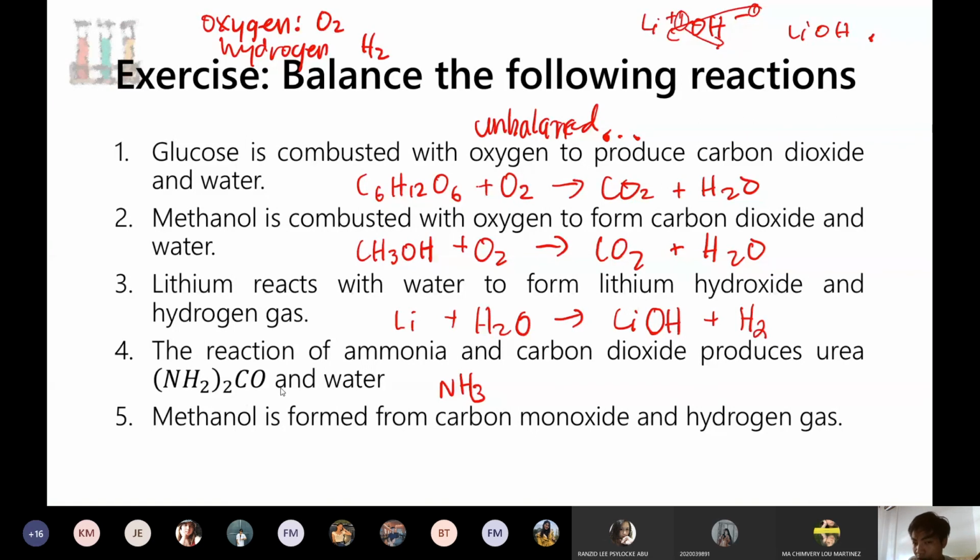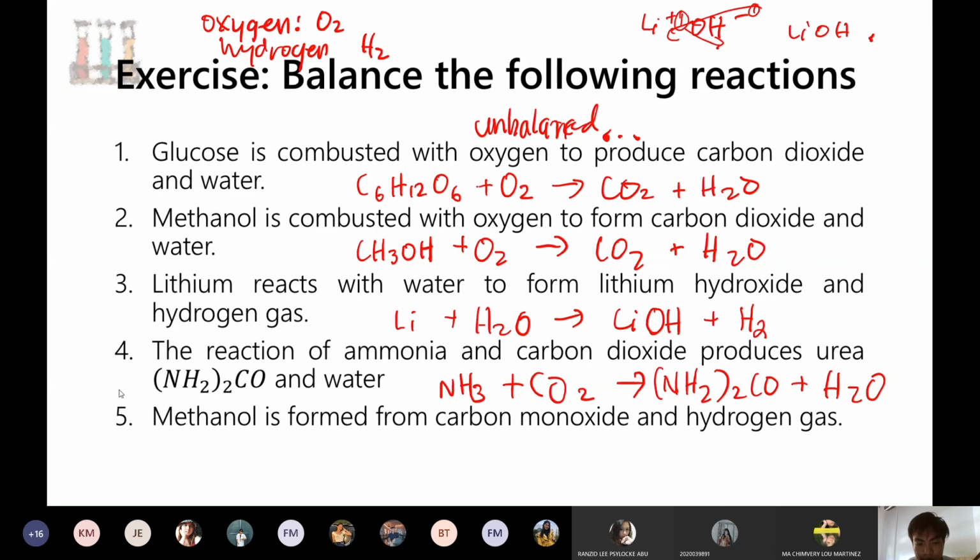Those are the keywords: the reaction of this and that, the reaction between this and that, combusted with, reacted with. Those are the keywords that they are the reactants. So ammonia and carbon dioxide are our reactants. Produces, meaning anything on the right side of the word is the products. Urea, it's good that the formula of urea was given. That's the one in our urine. And water. Okay, so that's the formula.